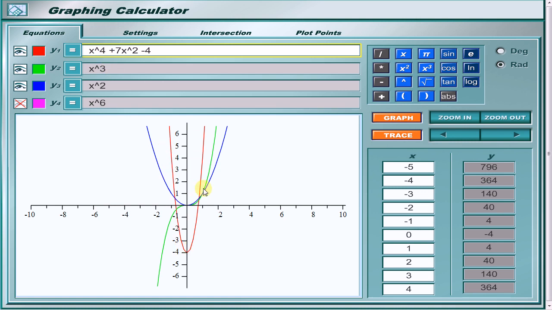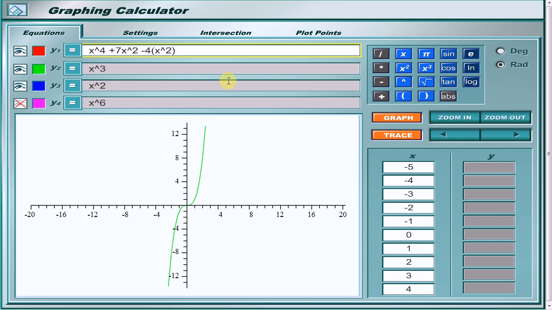Now let's take this and multiply it by x to the second power. And if I do that, it's still going to be an even function, because I'm multiplying it by x squared. Well, this program's not going to let me do that, is it? Oh, I see why. See, those parentheses are right there. There it is. Look at that. It's still parabolic, right?